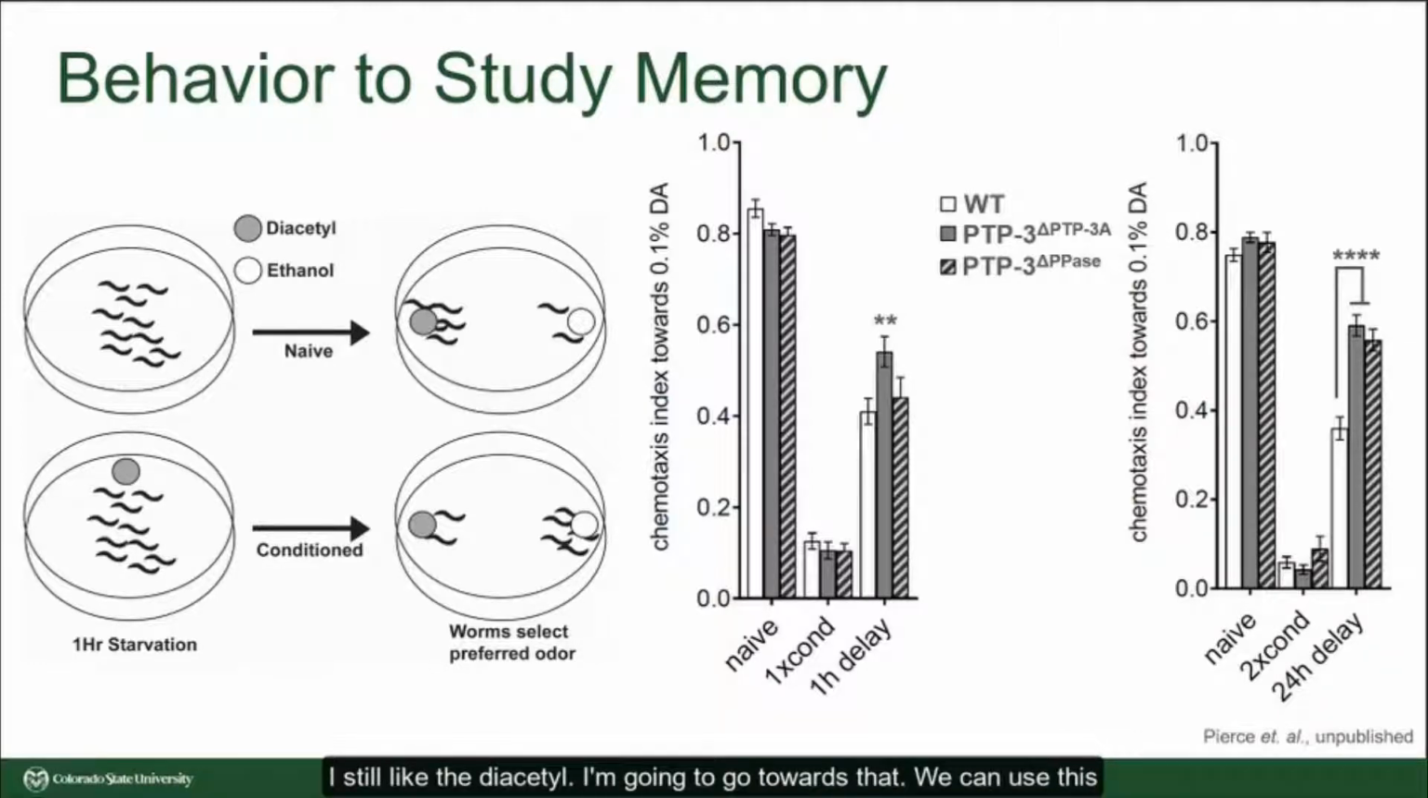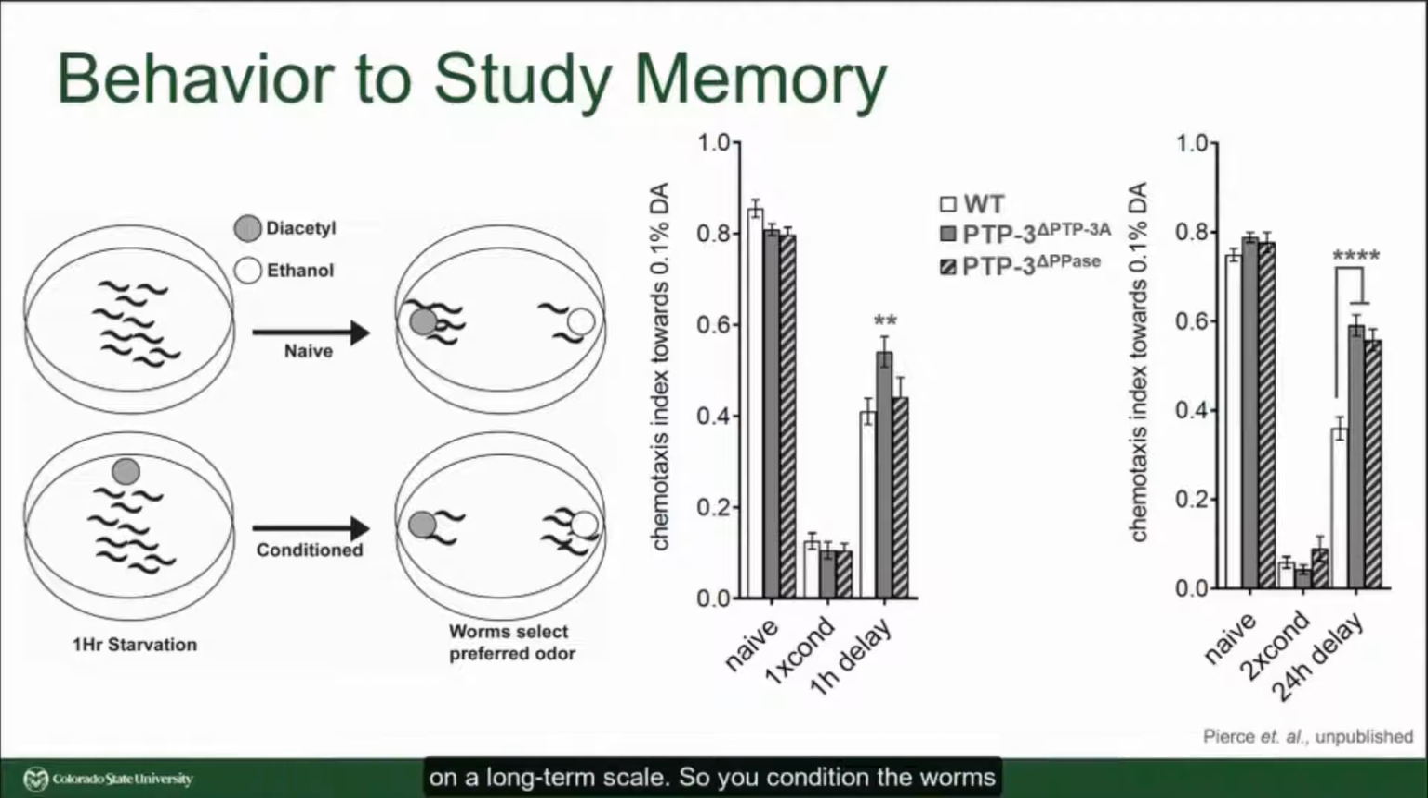But some worms don't really get it. They're like, no, I still like that diacetyl. I'm going to go towards that. So we can use this to study memory. This is actually one of the proteins that I've been studying. It's a phosphatase that when you knock it out, it seems to have impaired short-term as well as long-term memory, but it learns just fine. It's capable of learning, it's just unable to capture and retain its memory.